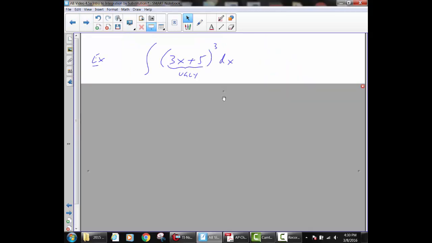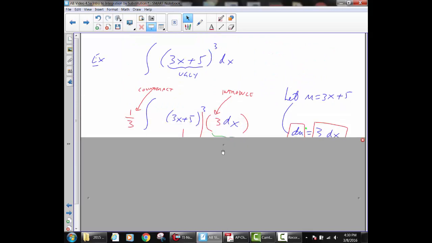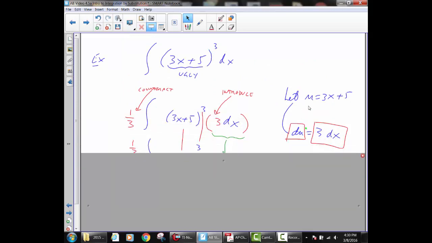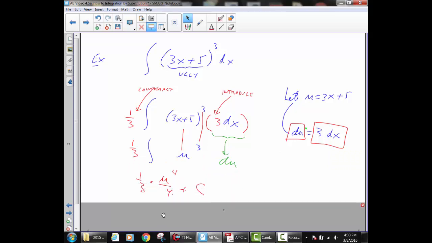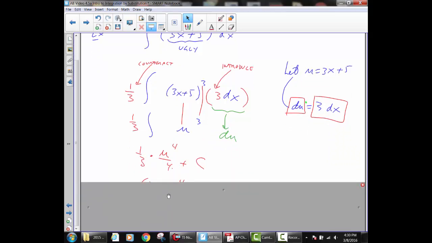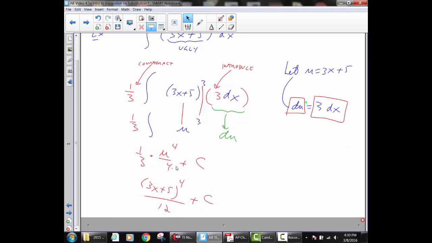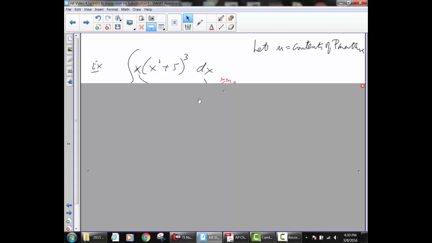Okay, so here's another one. Again, very straightforward. Let u equal the contents of the parentheses. What's the derivative? du equals 3 dx. I've got the dx. I need to introduce the 3, counteract with a third. I'm integrating 1/3 integral u cubed du, which will become 1/3 u to the 4th over 4, which is actually u to the 4th over 12, but u is 3x plus 5. So now it's 3x plus 5 to the 4th, all over 12. Don't forget your plus c.